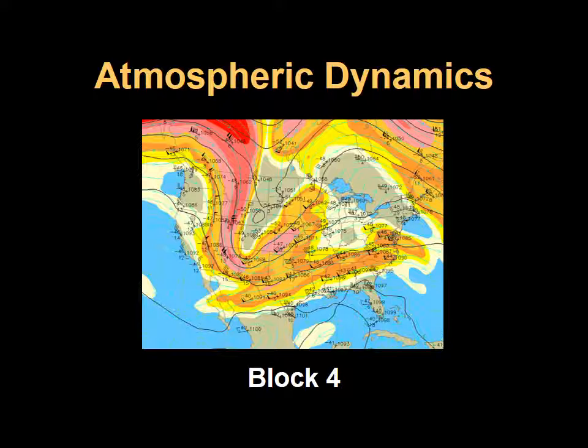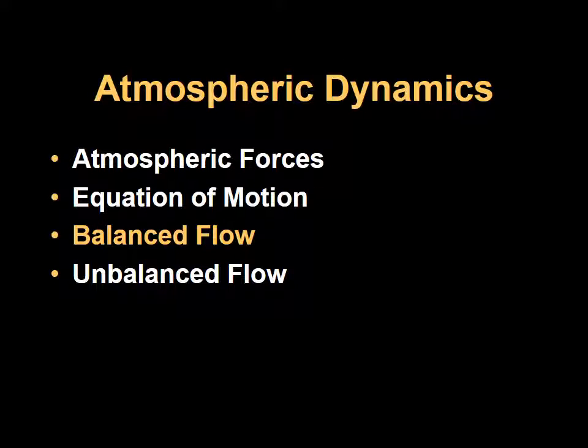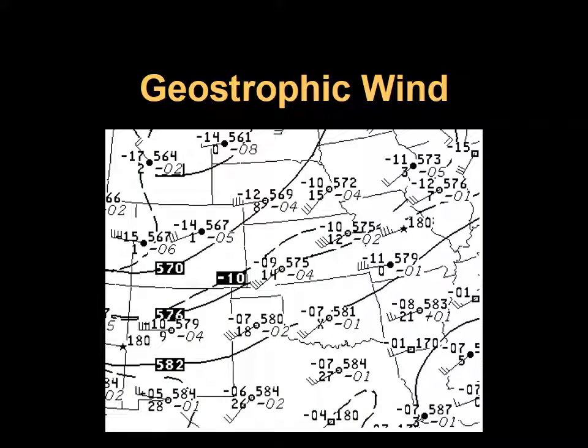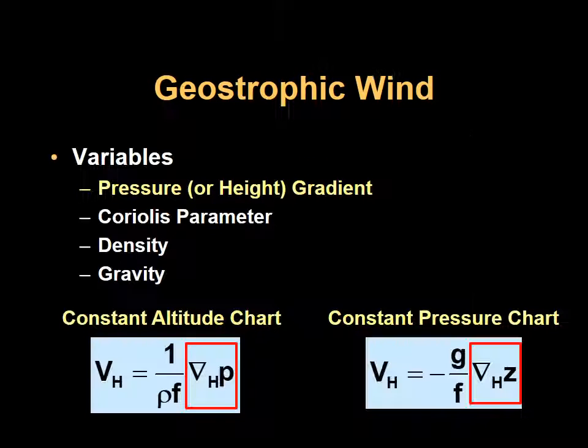Welcome to our discussion on atmospheric dynamics. We're working our way through balanced flows, and right now we're talking about the geostrophic wind. What we're going to do is look at the variables that affect the geostrophic wind. And we'll start out with either the pressure gradient or the height gradient.